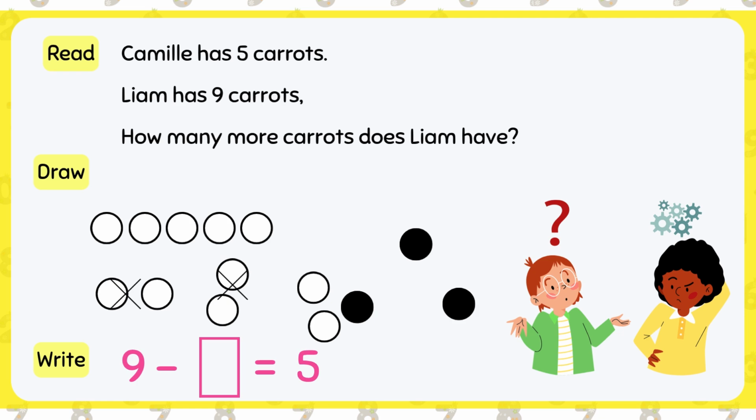And look, I have a number sentence and it says 9 minus something equals 5. But when I'm looking at it, I don't know what I did. I crossed out some things, I colored in some other circles. Man, oh man, I probably could have done the read, draw, write strategy a little bit better, right?